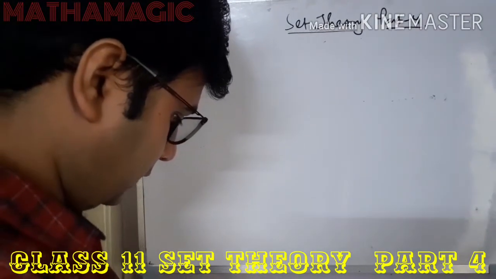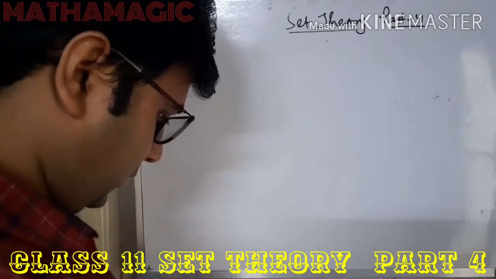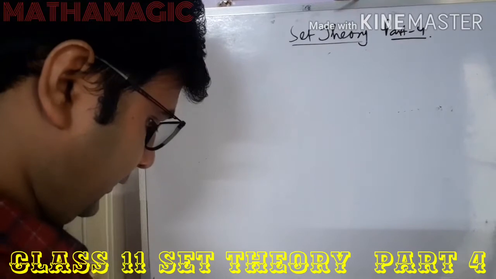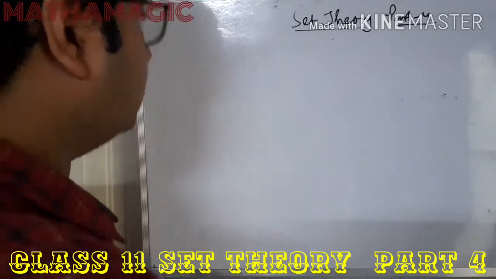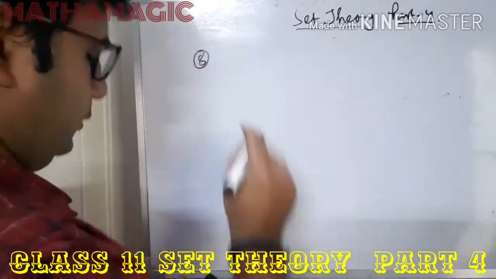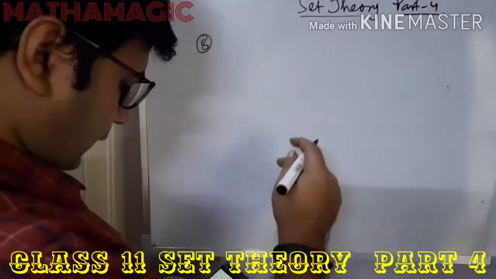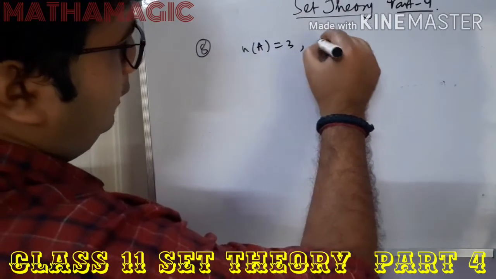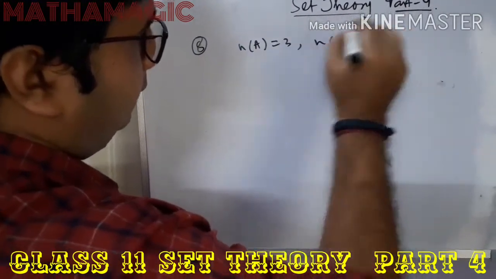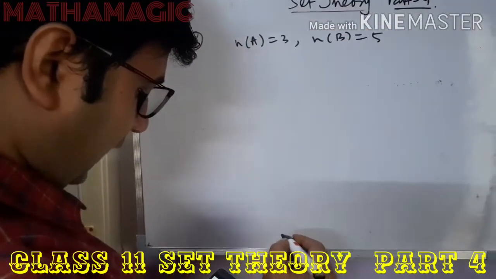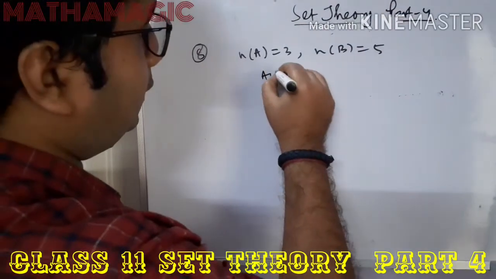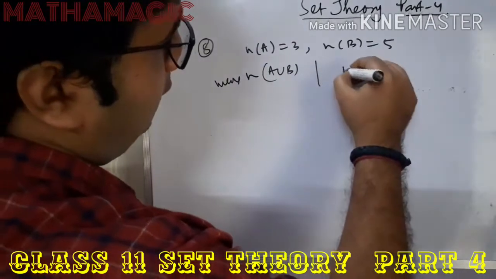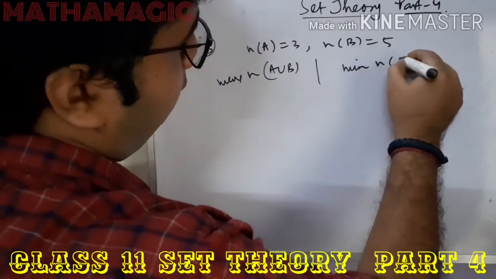The last exercise, it is being stated that, this one is very interesting. Let us take that n of A is given as 3 and n of B is given as 5. Now we need to find the maximum number of elements in A union B, and the minimum number of elements of A union B.